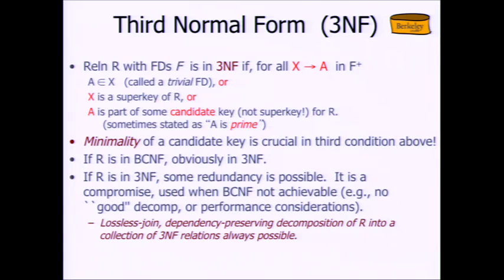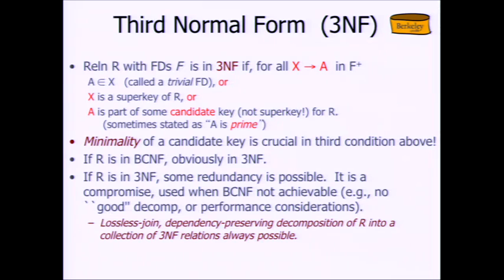The thing I'm trying to emphasize is the minimality of a candidate key in this definition. For something to be prime, it has to be on the right-hand side of the FD, like A determines B. For B to be prime, there's some candidate key of this relation containing B, like maybe BC determines the whole relation. Then B is prime because it's part of a candidate key.